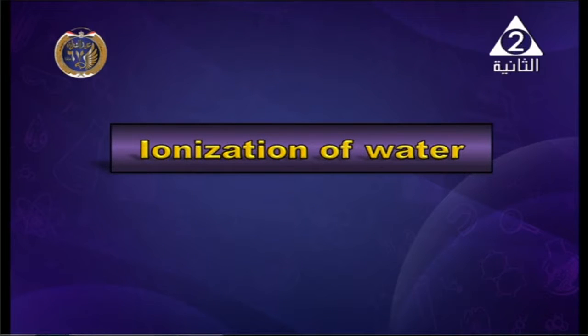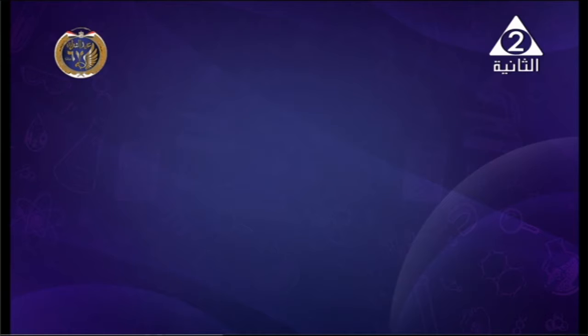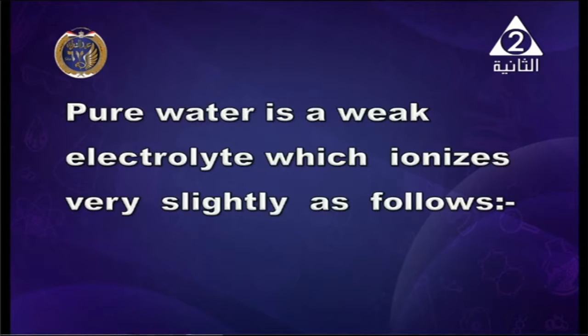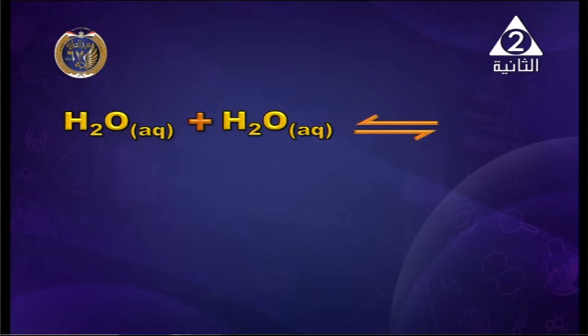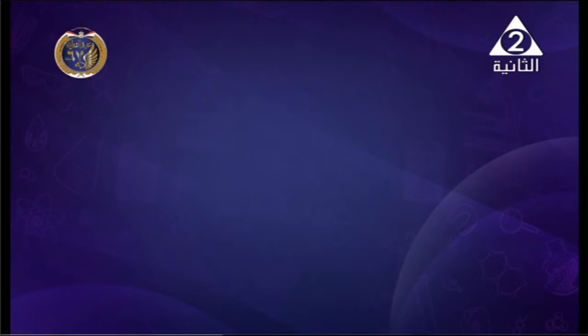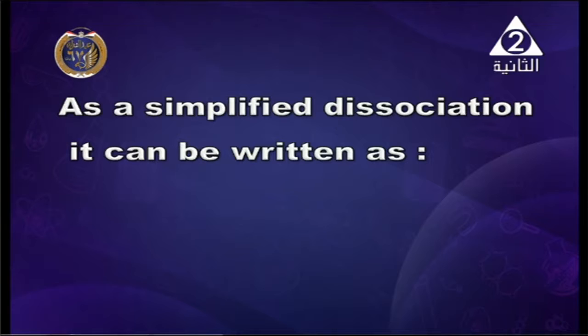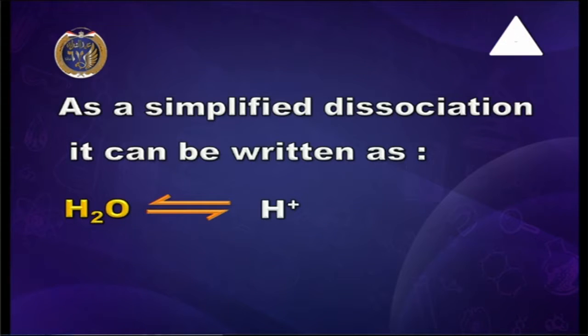Now we are going to discuss the ionization of water. Pure water is a weak electrolyte which ionizes very slightly as follows. As shown on the screen, water molecules give hydronium ion and hydroxide ion. As a simplified dissociation, it can be written as water gives hydrogen ion and hydroxide ion.